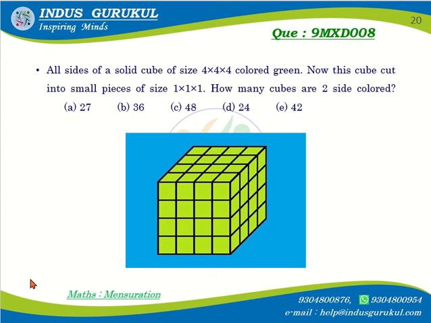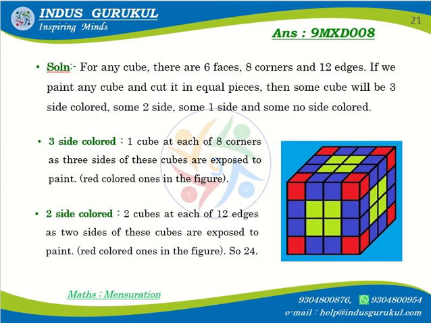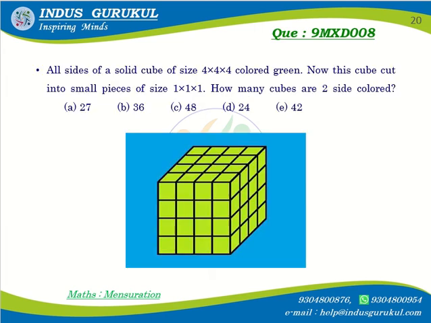Moving ahead with one more question of the same type, a little bit tougher. Read the question and try to answer it. Here, all sides of a solid cube of side 4 into 4 into 4, colored green, have been cut into small pieces, something like this. So if it is 4 into 4 into 4, how many cubes will there be? A total of 64 cubes. But the question is asking how many are two-side colored.